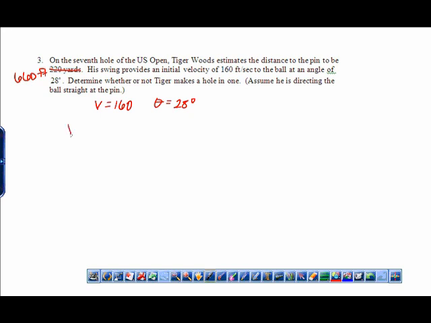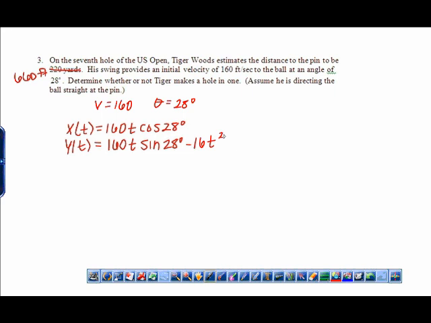So let's go ahead and write our two equations. X of t is going to be 160t cosine of, in this case, 28 degrees. And y of t is going to be equal to 160t sine of 28 degrees. Now this is in feet, so we're going to do minus 16t squared. And it doesn't say anything about an initial height, which makes sense because a golf ball would be on the ground, and the height that the tee offers is minimal.